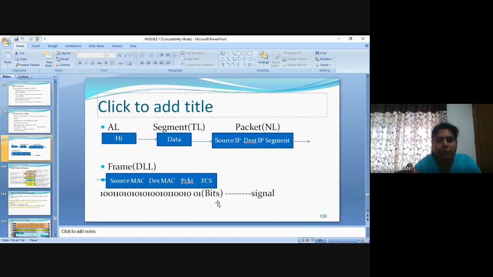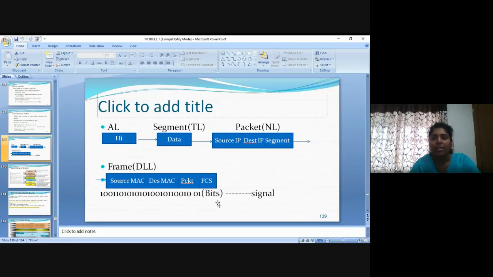Now, it is framed by the data link layer. Frame means it consists of the source MAC address and destination MAC address. You have the packet here and you have some error control mechanisms. The whole thing is nothing but a sequence of zeros and ones, and that will be converted to a suitable signal which can be accepted by the transmission medium, and that is taken care of by the physical layer.